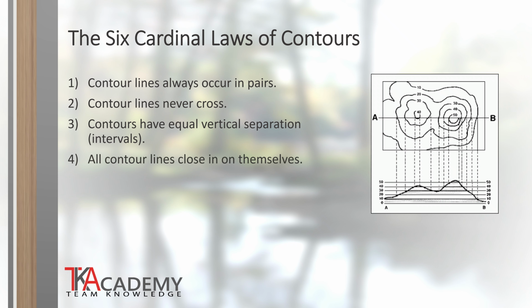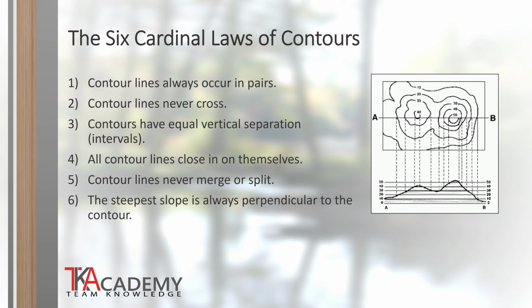Number 4. All contour lines close on themselves or they form an enclosed shape. Number 5. Contour lines never merge or split, so you will not have a single contour line that splits and forms two or more. Number 6. The steepest slope is always perpendicular to the contour line.